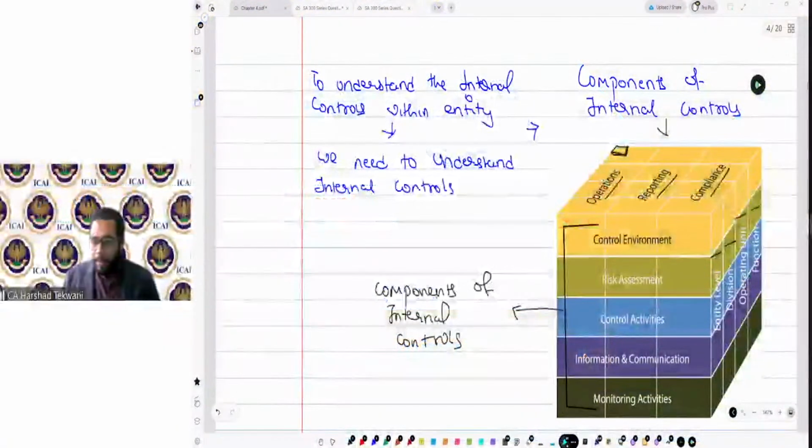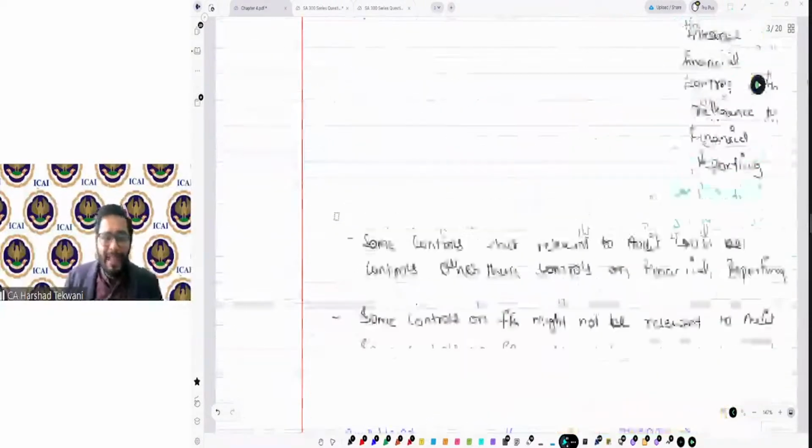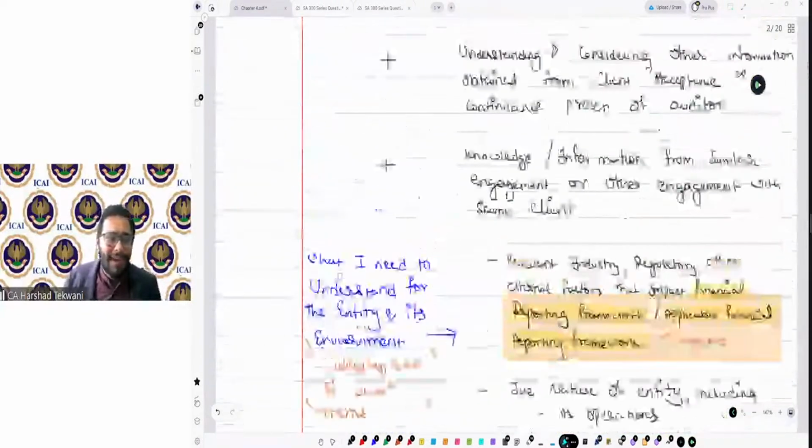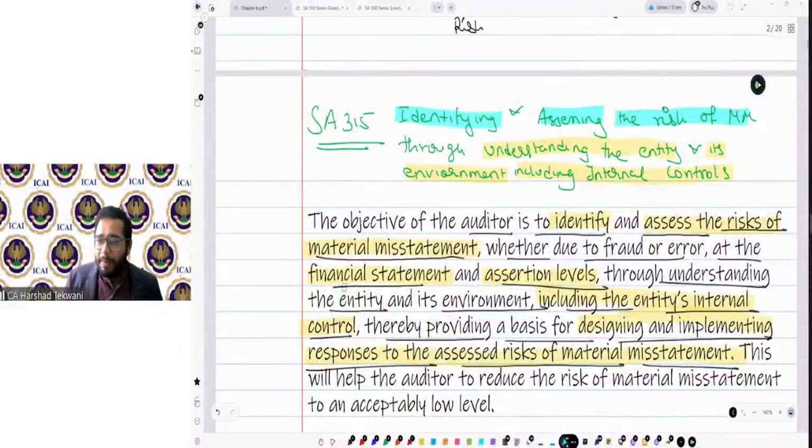Let's continue the session. What we were discussing was the components of internal controls. We were discussing in detail what the components are in order to understand internal controls itself, and for that, understanding its components is necessary. Now, once you understand the internal controls and the entity, you need to perform the risk assessment procedure.